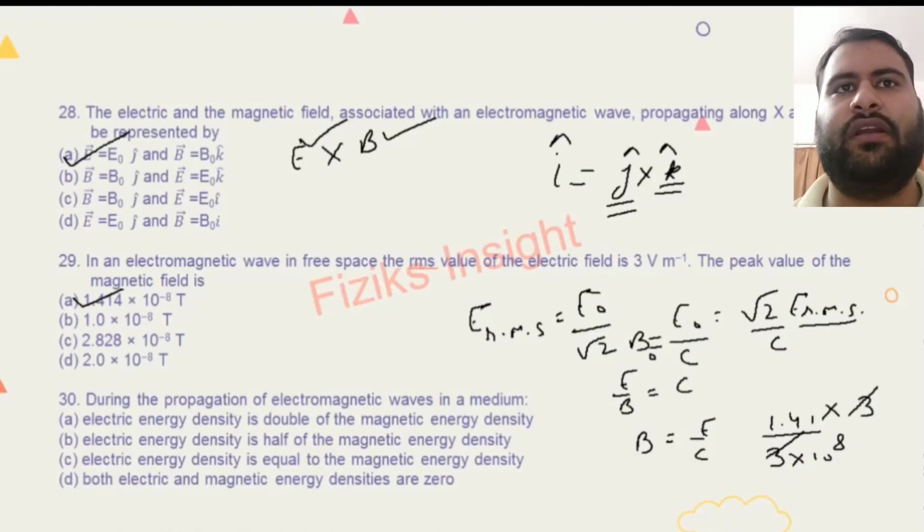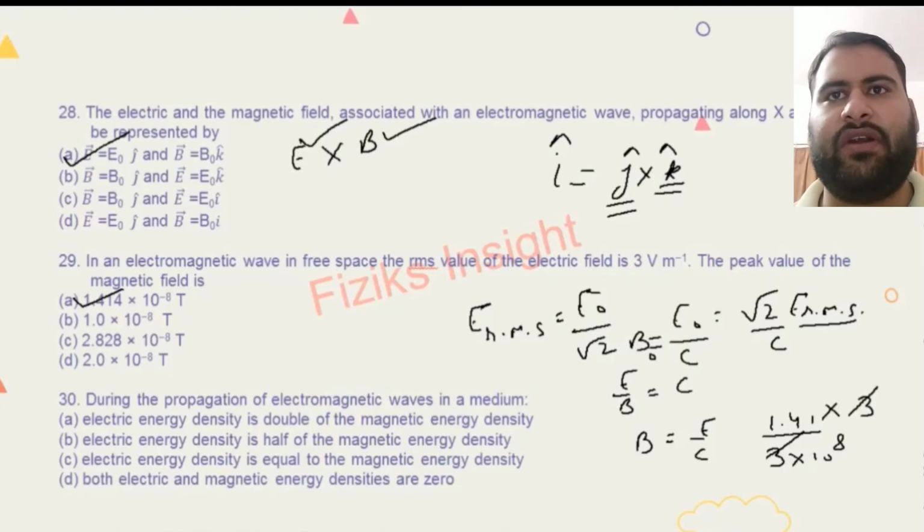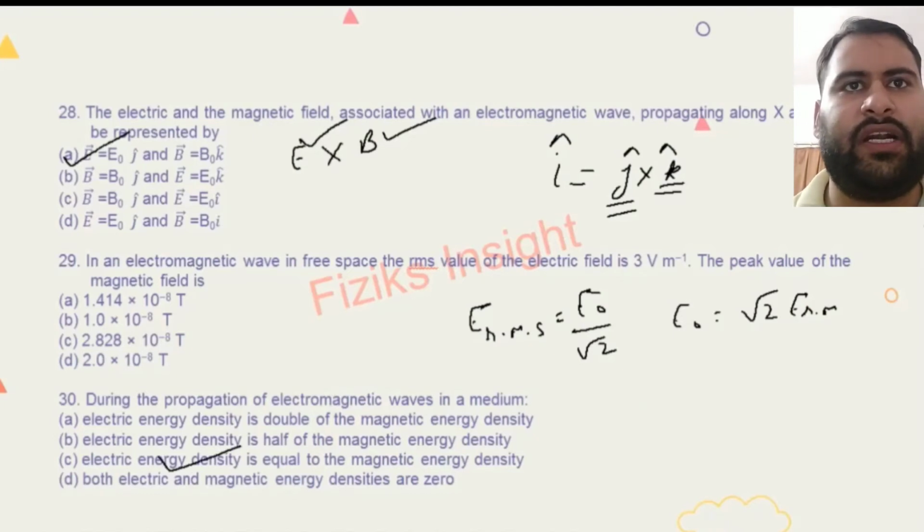The 30th question, during the propagation of electromagnetic waves in a medium, electric energy density is double of the magnetic energy density, electric energy density is half of the magnetic energy density, electric energy density is equal to the magnetic energy density, both electric and magnetic energy densities are 0. So which option should be correct? So for the 30th question, the option C is correct. The electric energy density is equal to the magnetic energy density. Okay, so C option is correct for 30th question.